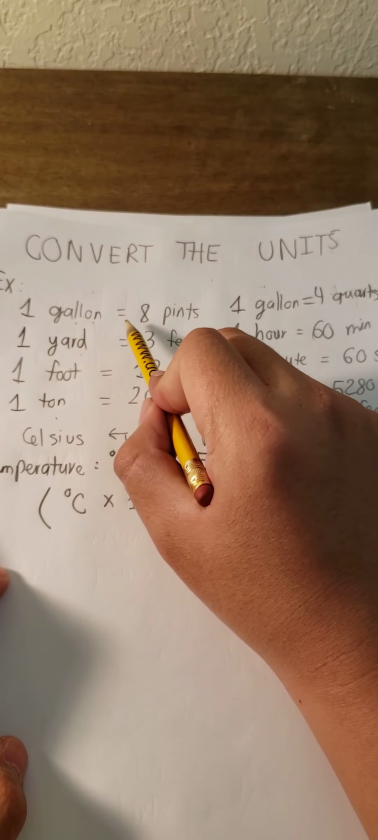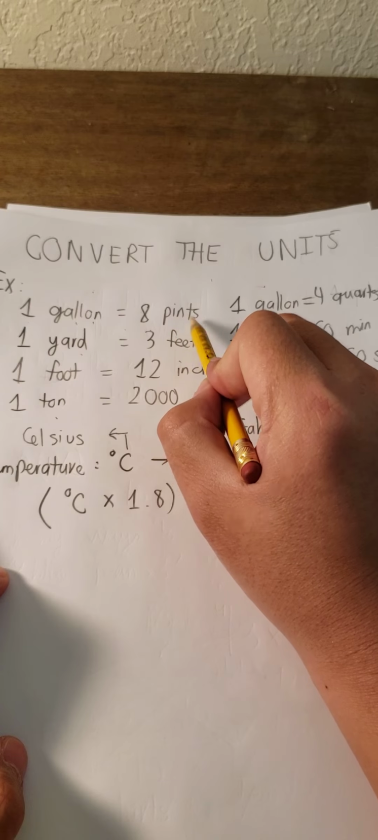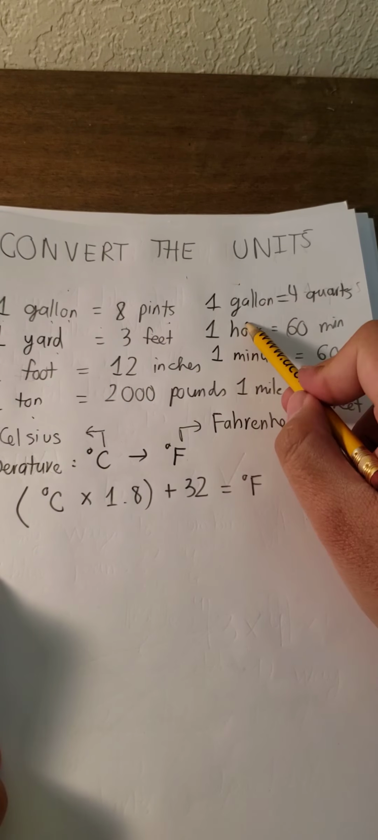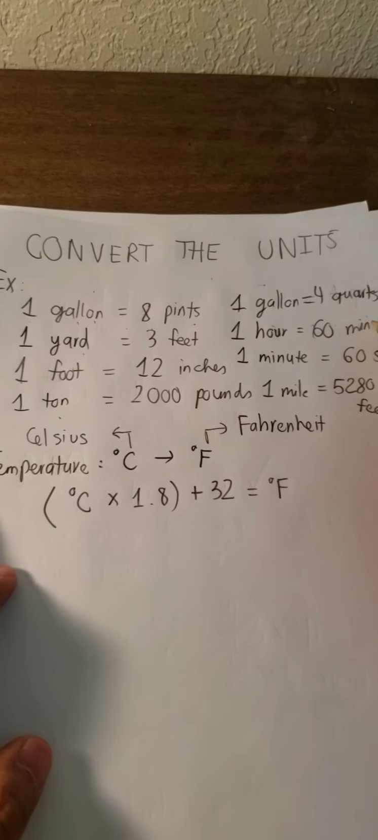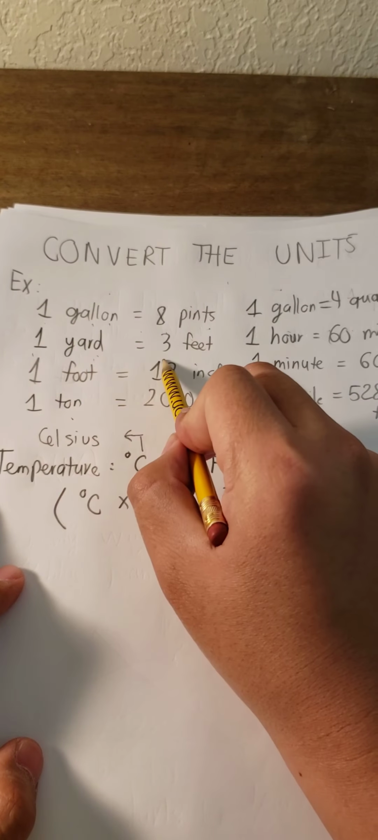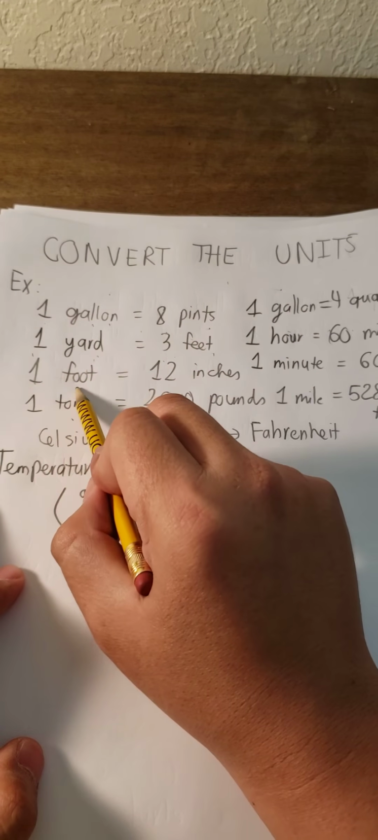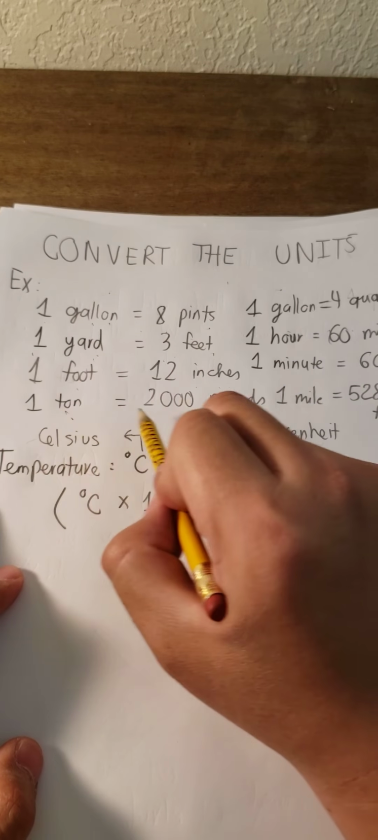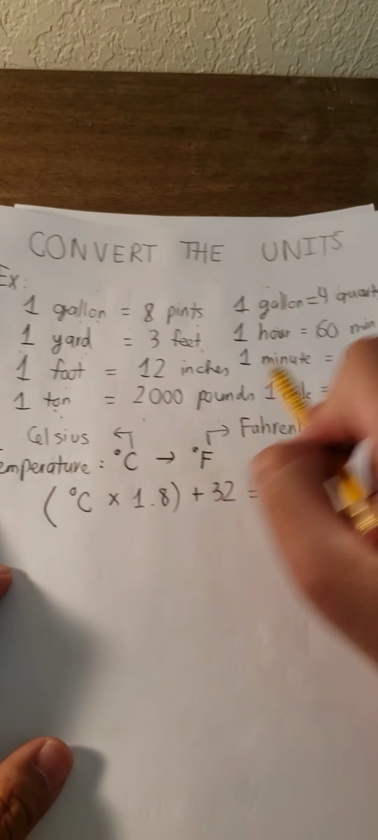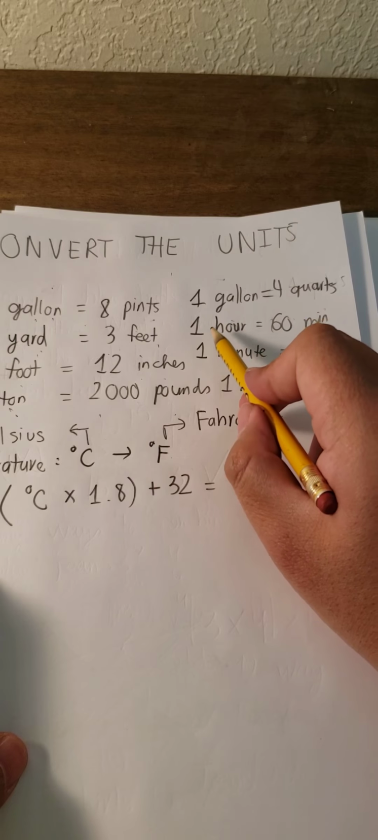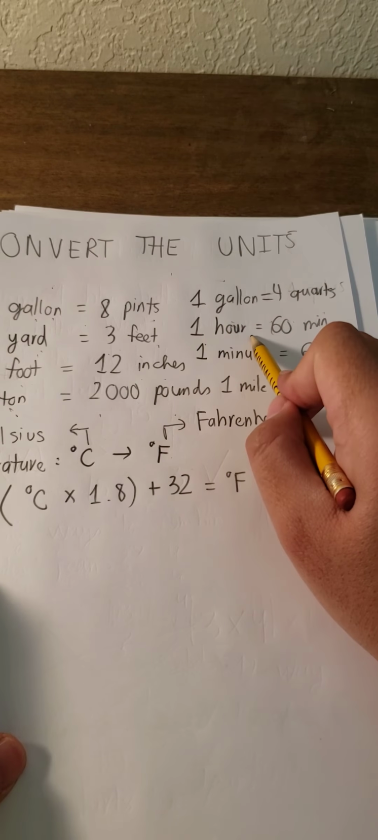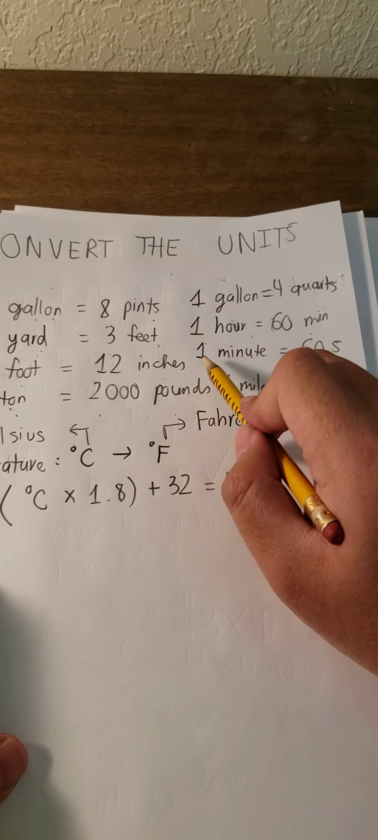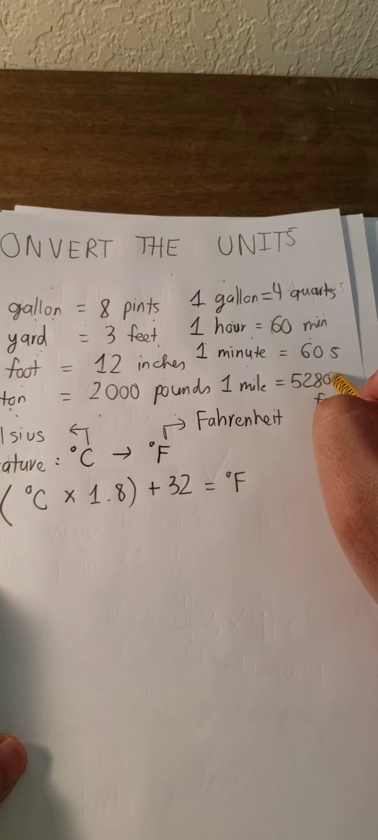1 gallon is equal to 8 pints, or 1 gallon goes to 4 quarts. 1 yard goes to 3 feet. 1 foot goes to 12 inches. 1 ton goes to 2,000 pounds. And you need to remember the time too. 1 hour goes to 60 minutes, and 1 minute goes to 60 seconds.